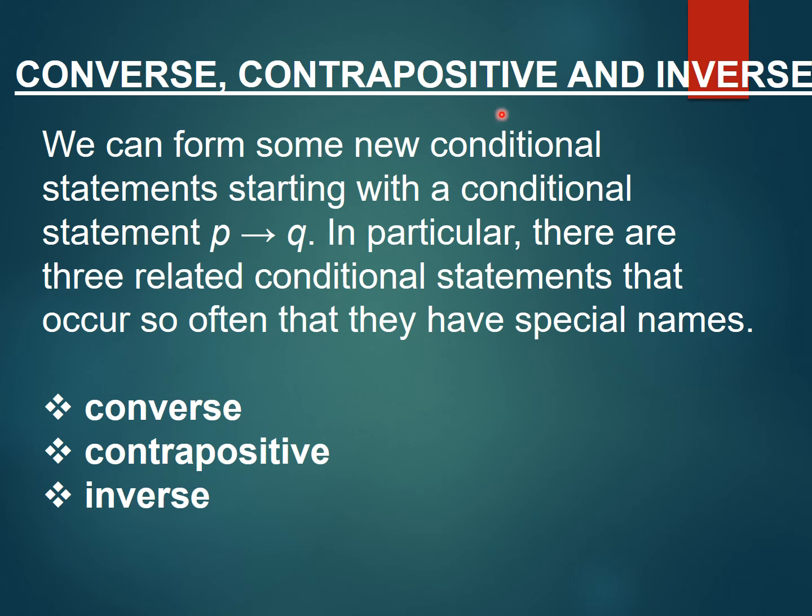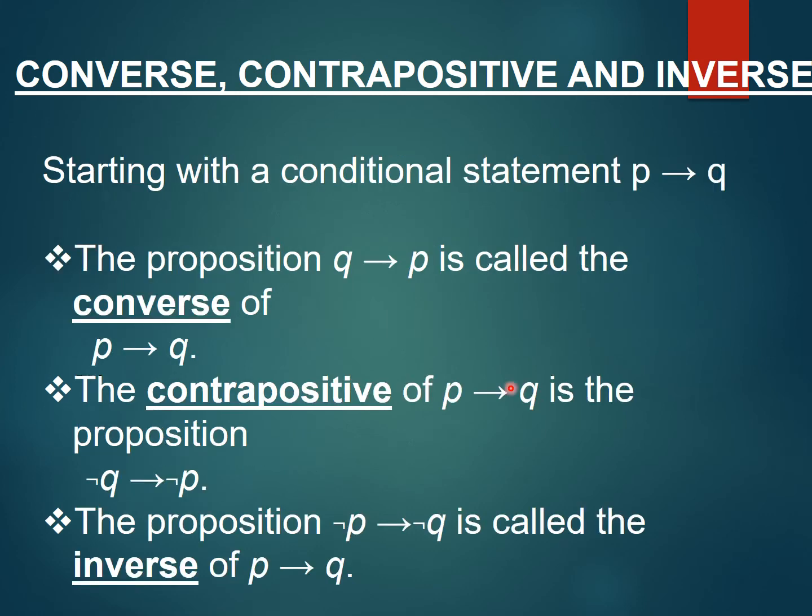Converse, contrapositive and inverse. We can form some new conditional statements starting with the conditional statement P implies Q. In particular, there are three related conditional statements that occur so often that they have special names: converse, contrapositive, inverse. More about converse, contrapositive and inverse.